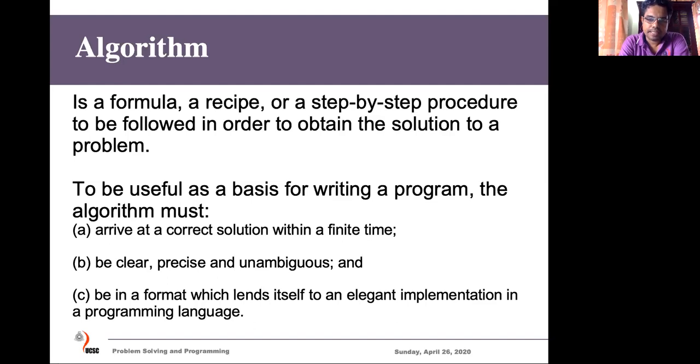Similarly, it should be clear, precise, and unambiguous. Because if it is not precise, we couldn't build instructions, or we couldn't convert the algorithm to code. So if we write our algorithm in clear, simple, precise, and unambiguous ways, then we could convert it into a program using any programming language. The programming languages are the tools which we use to give instructions to the computers. So we build programs using programming languages. Algorithms help us to write programs.